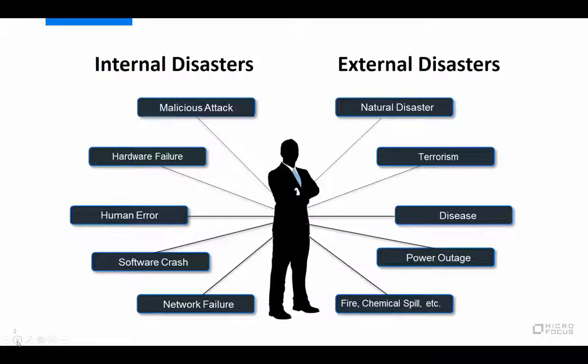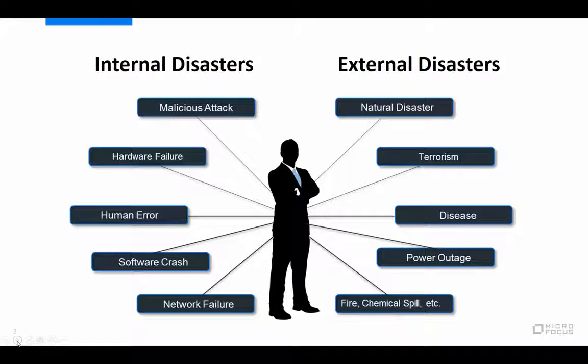But in general, there are things that could happen to your organization that can take down your email system, and in this case, we're talking about GroupWise. So, of course, internal disasters could be hardware failure, human error, some sort of crash or a network failure, or maybe even a malicious attack. Those are things that could take down your live system. And then, of course, external disasters, some of them that I've listed out there.